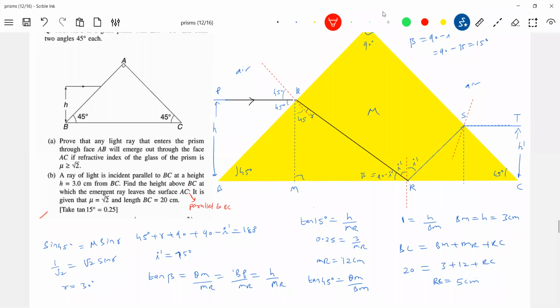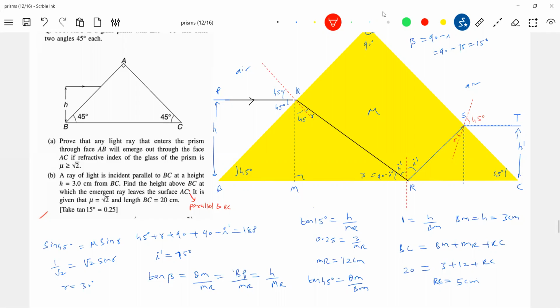We can never reach what he's saying. There's a correction, I'm adding it: surface AC parallel to BC. Okay, fine. Now applying Snell's law. This should be the R only. Applying Snell's law, because this angle should be equal to how much? 45 degrees. So this should be the R. We know the value of R.